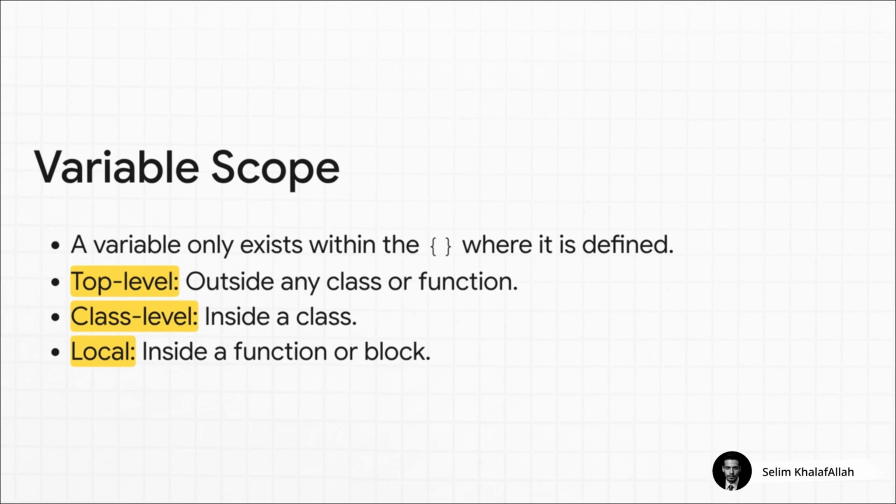Another key to pro code is just good organization, and that's where scope comes in. Scope is simple. It's just about where a variable lives. A variable only exists inside the curly braces where you defined it. If you create it inside a function, it's invisible to the outside world. This is so important for keeping your code tidy and preventing different parts of your app from accidentally messing with each other.